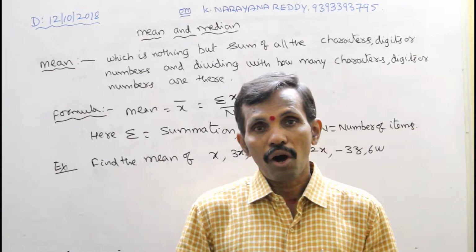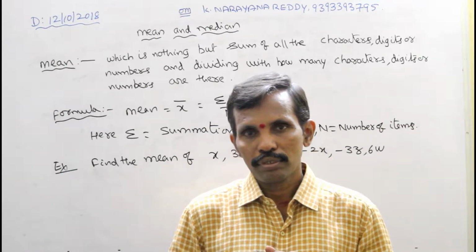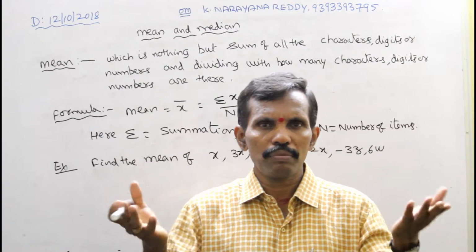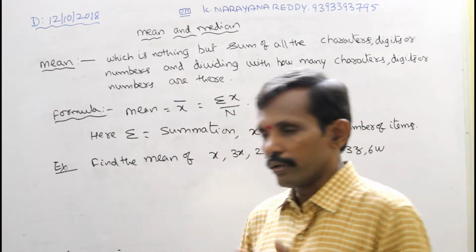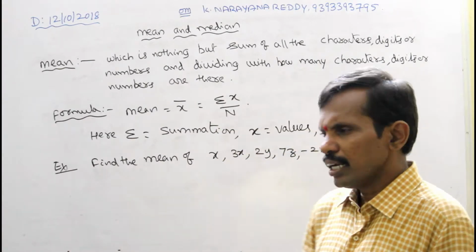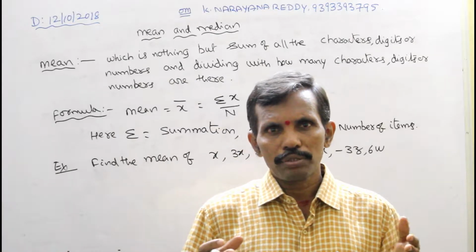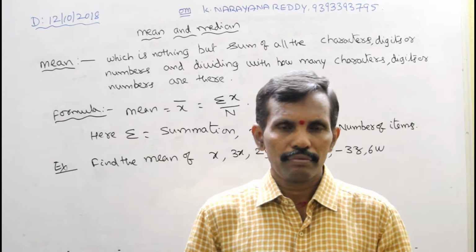Some alphabetical values, those are character values. These all come under data, that is some information. So, what is meant by mean? Generally, mean is nothing but an average: sum of the terms divided by number of terms. That is the general definition of a mean.